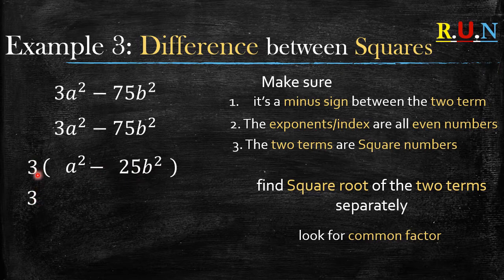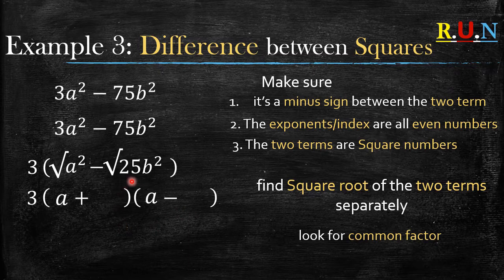Bring down the 3 that you used to factor the 3 and the 75 out, and then you bring out your two closed brackets. So what do you do now? Now you find the square root of the two terms separately. So what is the square root of a squared? It's a. Now when you write one a in one closed bracket, you also write the a in the other closed bracket. Okay? So don't forget that in one bracket you write a positive sign, and then in the other bracket you write a minus sign. Okay?